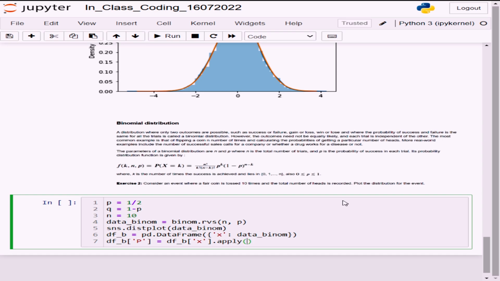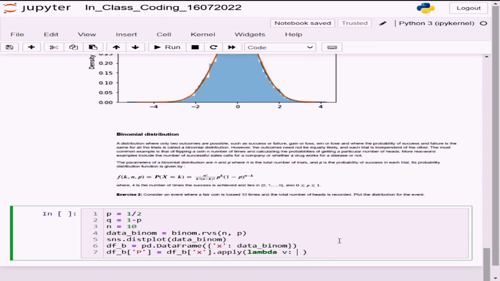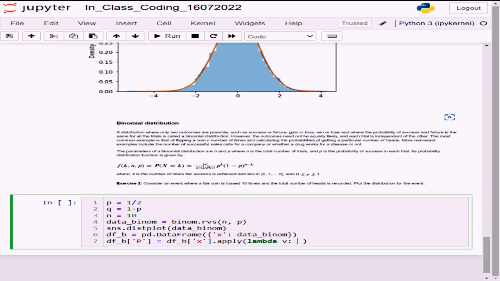Okay, apply. The function is not defined earlier. If you have a defined function, you can call the function here. I'm not doing that. I'm going to define a function using the lambda technique. So this is lambda. You pass a variable v to that, and as and when I pass this v, what should happen? I should write after writing a colon. So just look at the equation. There is a factorial coming into the picture, right?